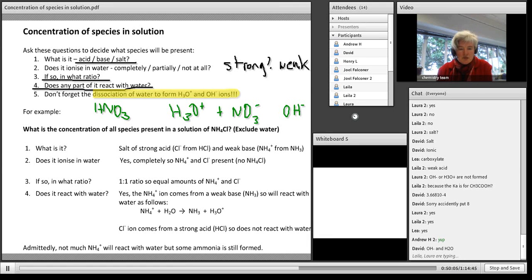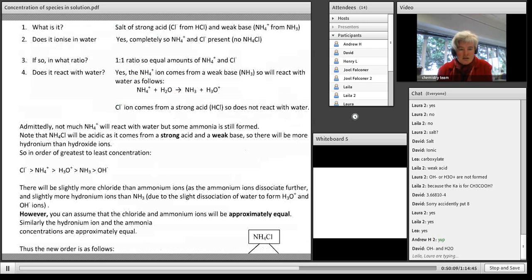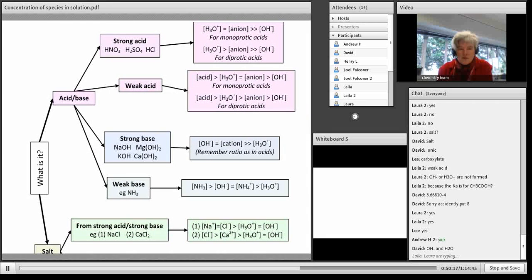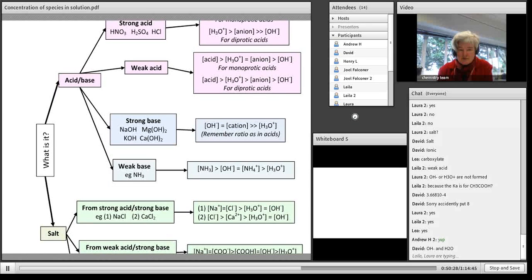I'll start with an easy one. Okay, this is starting with the salt, which is about the hardest one, so I'm going to go further down. You've got a page similar to this in your book. I've just twisted it slightly on its side. So when you ask what is it, an acid or a base or a salt? That's the first thing.